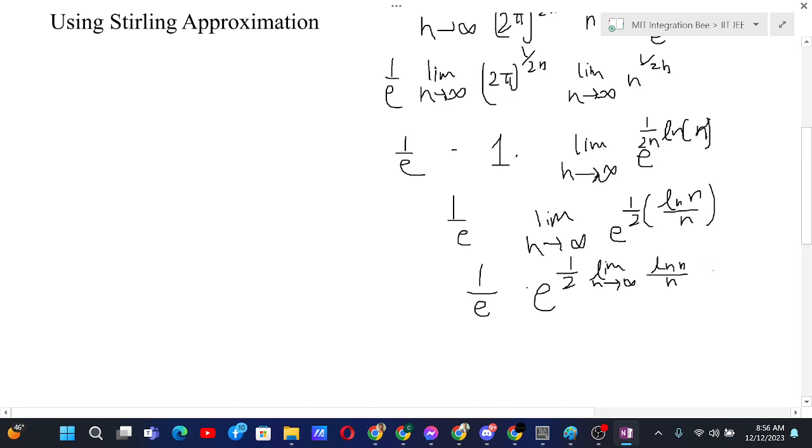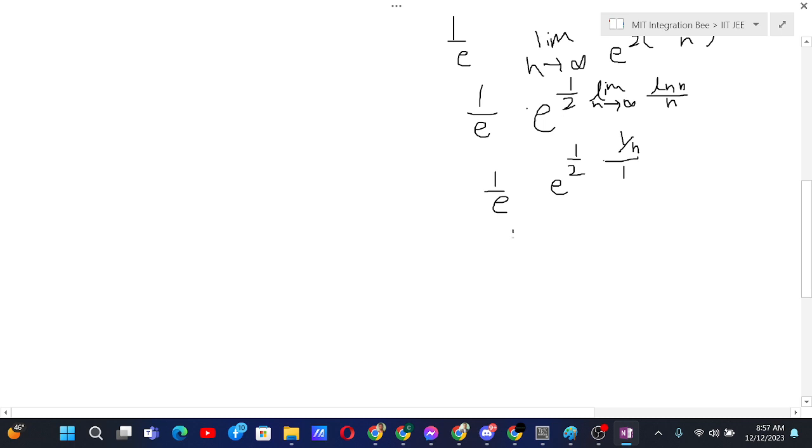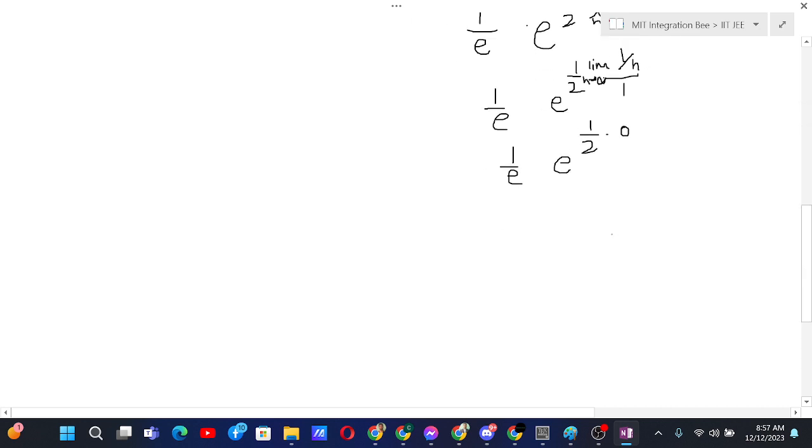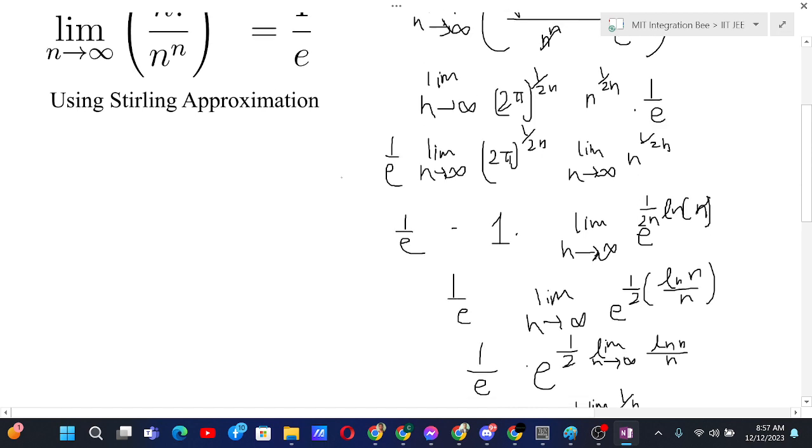Now this is in the form of infinity by infinity, so we can use L'Hopital's rule, and that gives us e to the power 1 by 2. The derivative of ln n is 1 by n, and for n it's just 1. So 1 by e to the power 1 by 2 times limit n tends to infinity of 1 by n, which is just 0. And so we have 1 by e times e to the power 0, so that's just 1 by e, and that's the answer for this limit problem, 1 by e.